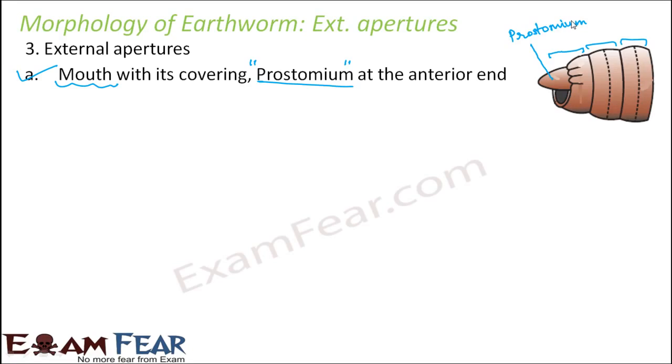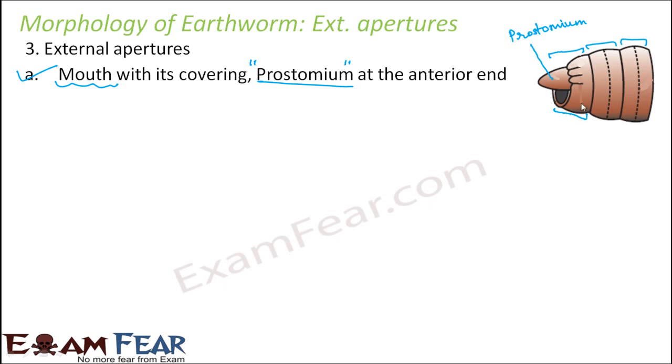And also this prostomium has another advantage. It is used to burrow in the soil, because if you look at its shape, it is like a sharp knife. So with this, it becomes easier for the earthworm to dig in the soil. As I said, they live on the upper layers of soil. So they need to burrow inside the soil and then be there. So it also helps in that. So the mouth is a part of the first segment.